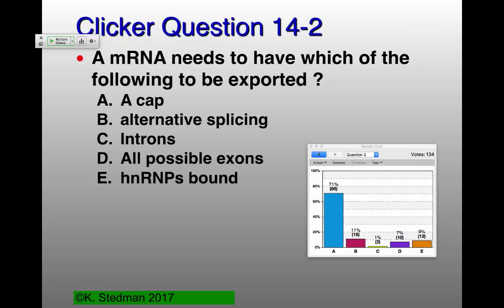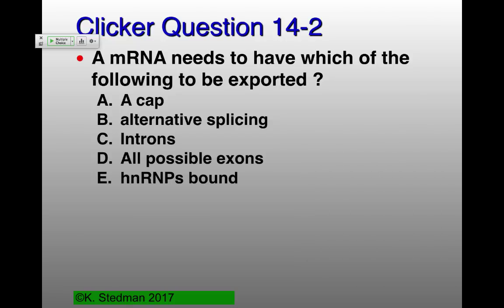Still don't have 100%. We're still working on that 100%. Yes, it has to have a cap. The key to this question is needs to have, or is required. So alternative splicing happens, but there's no way to control for alternative splicing. You don't want to have introns, so that's out. All possible exons, if you have alternative splicing, you're not going to have all of the possible exons. And then some hnRNPs are bound and some hnRNPs are not bound. So even if you didn't know cap, you could eliminate all of the other ones. Okay, I got rid of it.